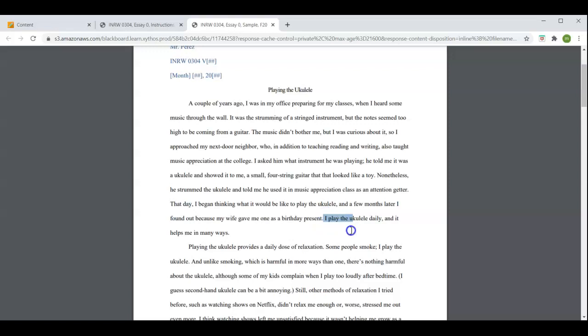Now here is my thesis. My thesis is so easy. And all it says is I play the ukulele daily and it helps me in many ways. And I didn't put the 3 things that help. Sometimes in some essays you put the 3 things up front, like a little tiny list, and then you use those later on.